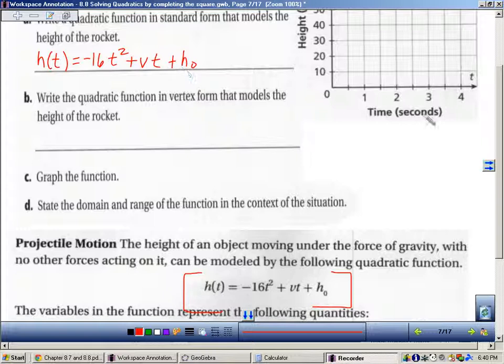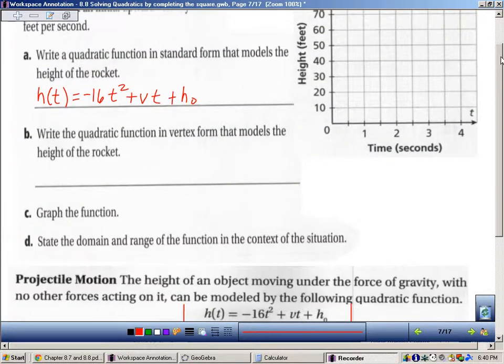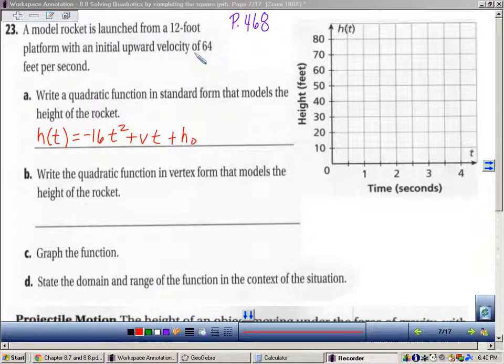And so let's substitute. We're given the initial upward velocity of 64 feet per second. So v is 64 feet per second. And the height of the rocket before it's launched is 12 feet. And so let's substitute. So this becomes, and so there is the quadratic equation in standard form. It's the quadratic function in standard form.